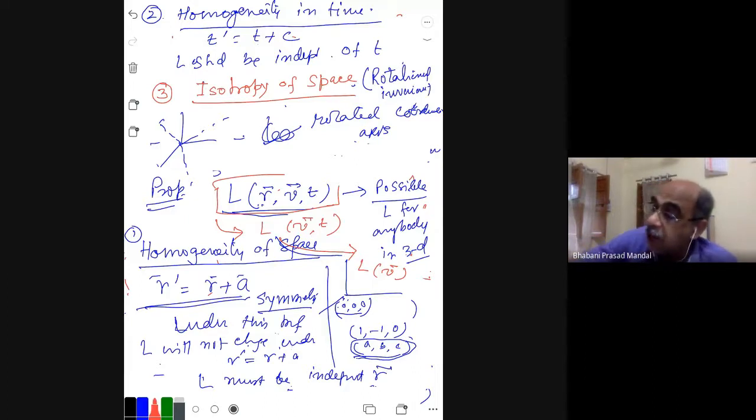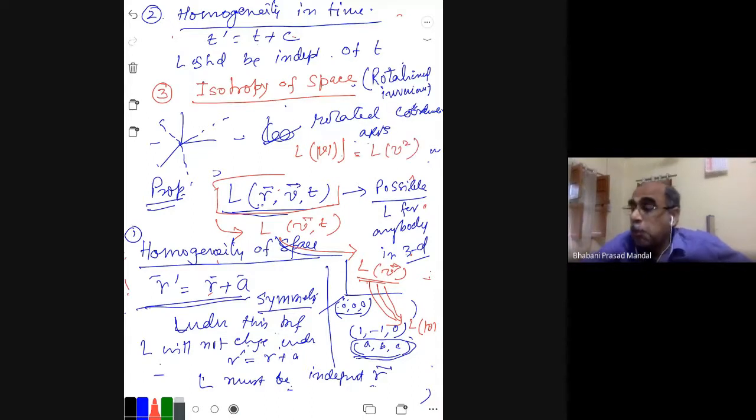So if space is isotropic, that means rotational invariant. Even L cannot depend on V. V has a vector sign, so it cannot depend on the vector V. So after the third property, L should be a function of mod V, only the magnitude. Or we can also write L is a function of V square. Mod V is root over V square, so it is similar.